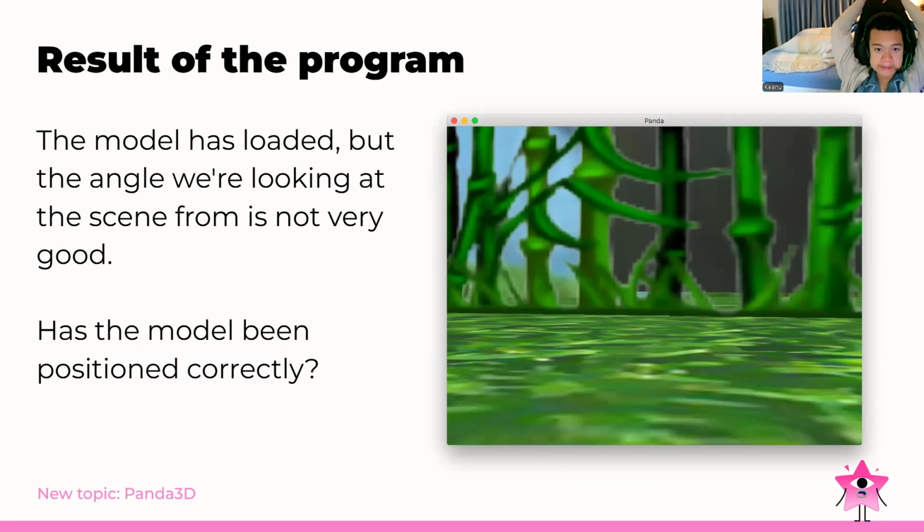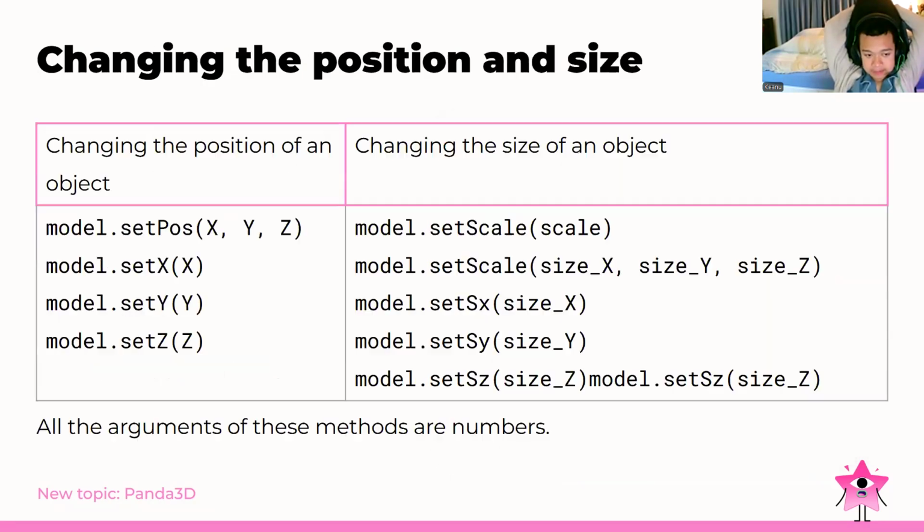And then as you can see, when the model has loaded just like this, the angle we're looking at the scene from is not very good. As you can see, we're only able to see the roots, right? It's not like we can see everything. So let's fix this.